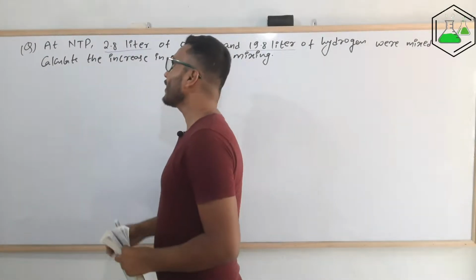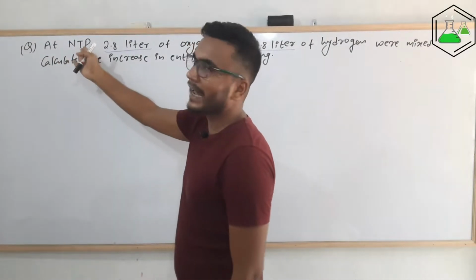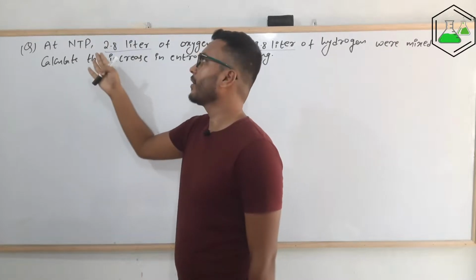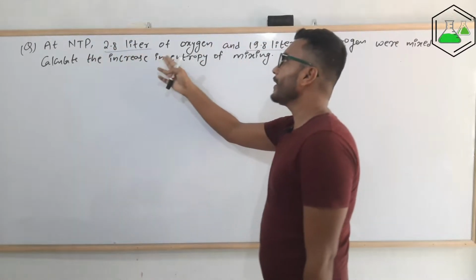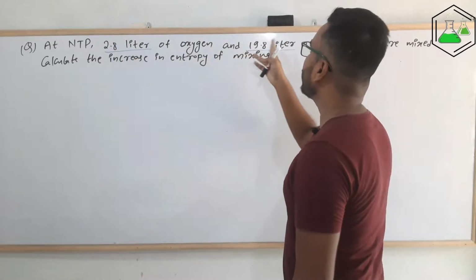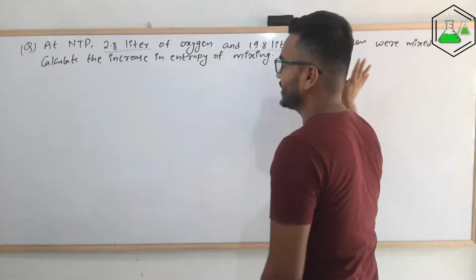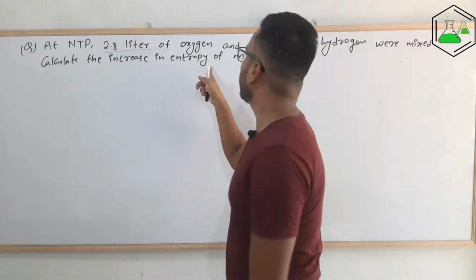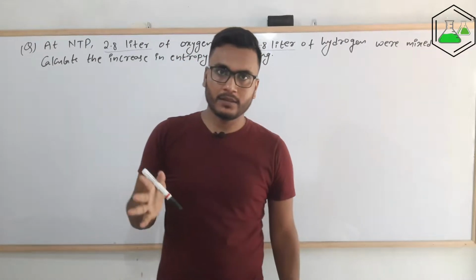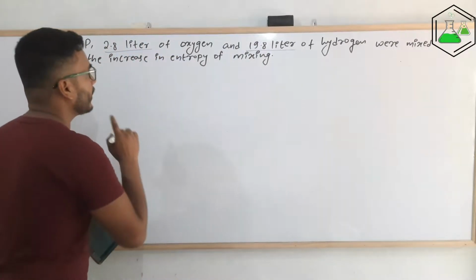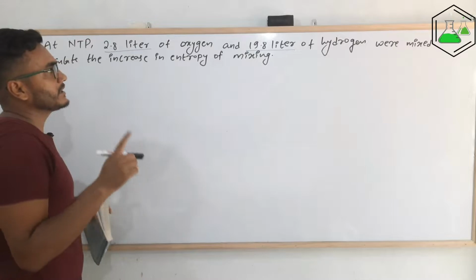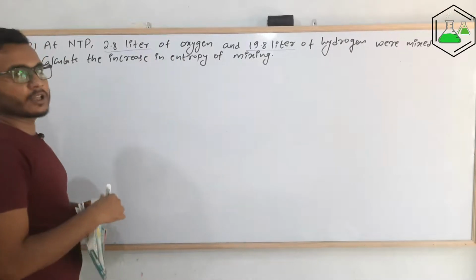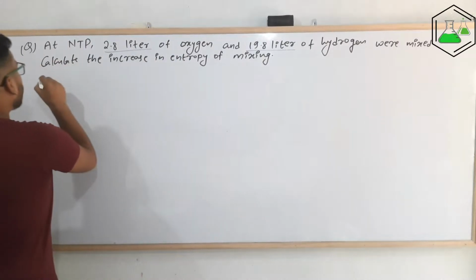So this is the question of the second numerical problem. At NTP, NTP means normal temperature and pressure, 2.8 liter of oxygen and 19.8 liter of hydrogen were mixed. Calculate the increase in entropy of mixing of ideal gases. Okay, so now in this case, number of moles is not given. Instead of that, the volume of both the gases are provided. So how do we do this?